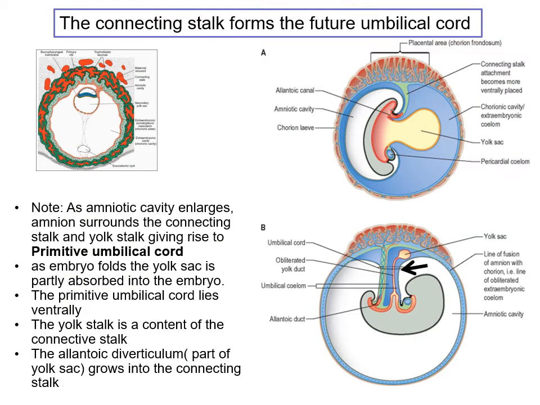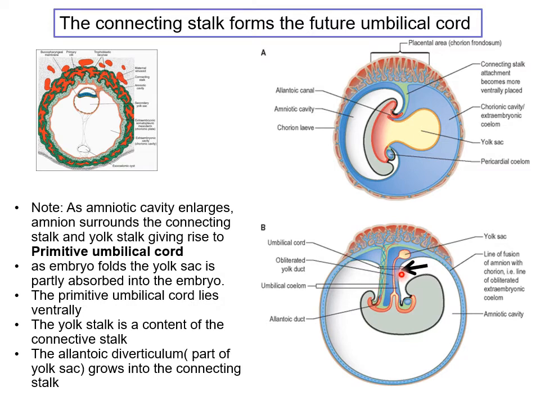Now let's look at how the umbilical cord develops. What is the primitive umbilical cord, what is the mature umbilical cord, and what are its contents? In the figures we have seen how the connecting stalk forms, because the extraembryonic mesoderm does not split up in the region of the connecting stalk. This is going to form the future umbilical cord. As the amniotic cavity enlarges, the amnion, follow the white, this is amnion, comes to surround the connecting stalk, which has moved ventrally.